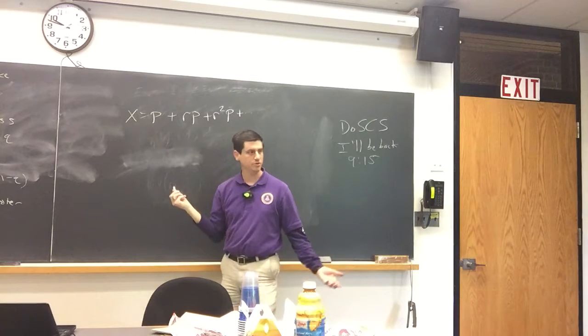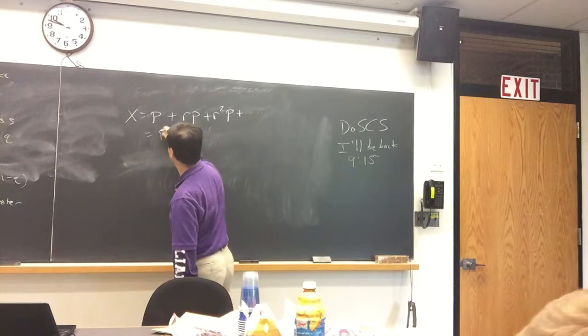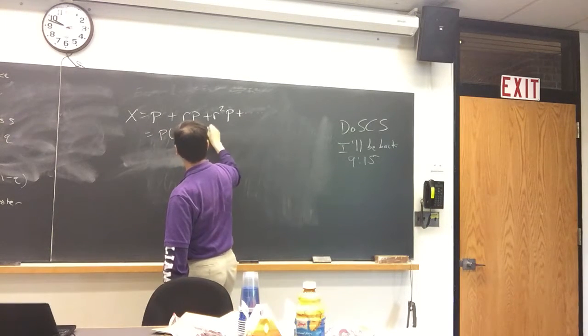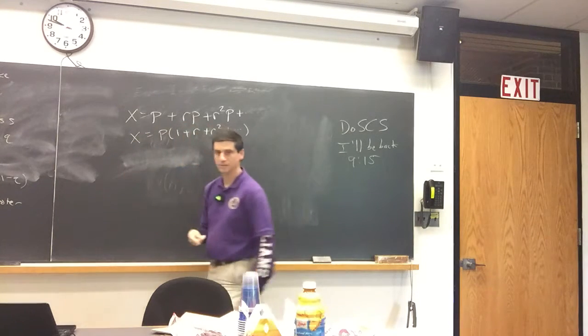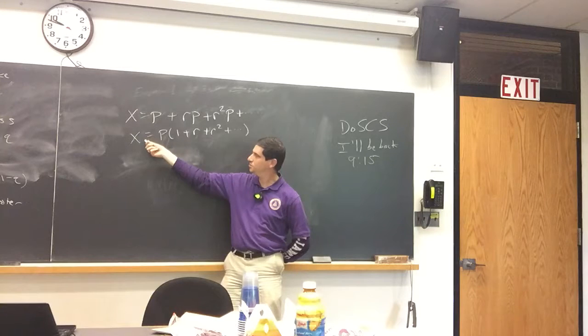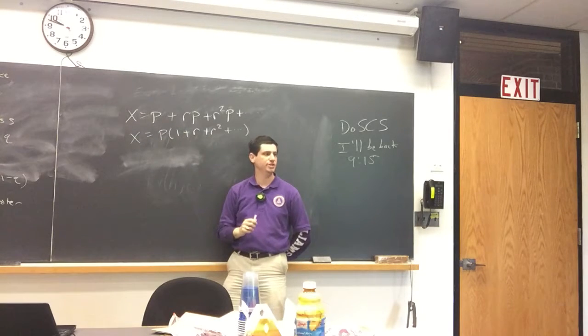So we see this is a geometric series. I've got to do this fast. And we get P times (1 plus R plus R squared plus dot dot dot). And so we can calculate this probability if we know the geometric series. We can now go backwards and use this to get the geometric series formula.